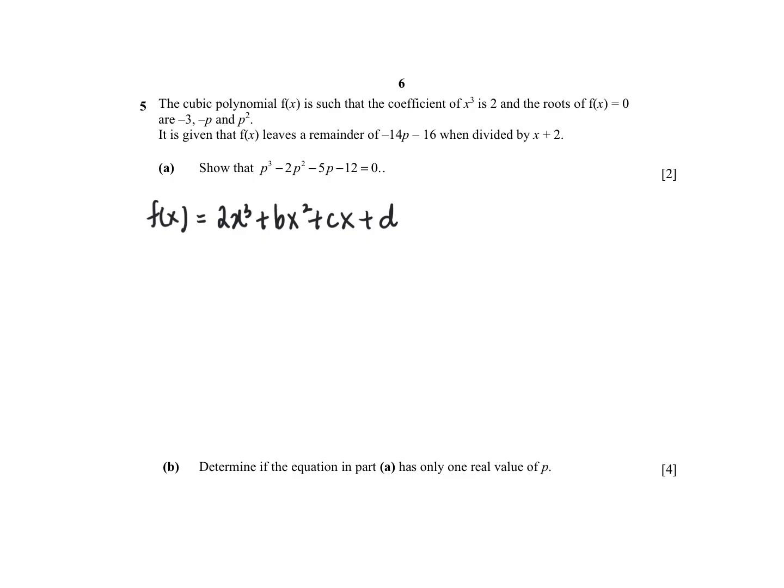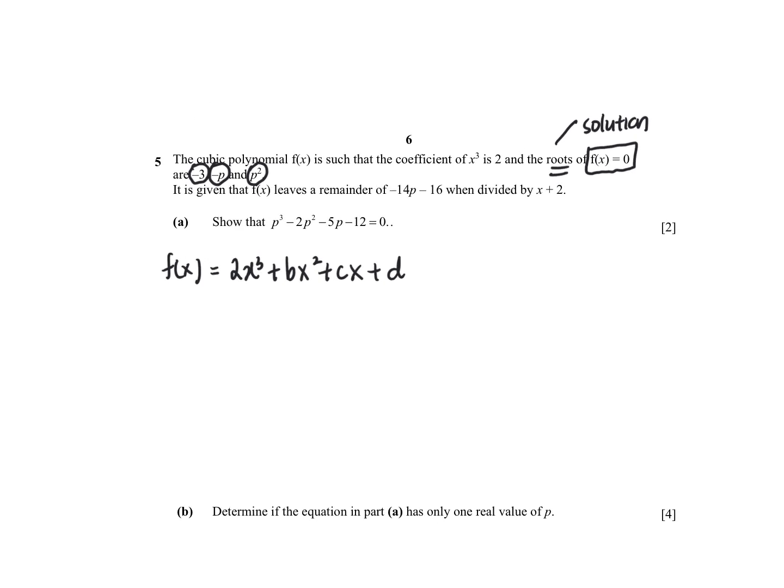Then they tell me that the roots, meaning the solutions if I were to solve f(x) equals to 0, will be negative 3, negative p, and p squared. So if I work backwards, one solution is minus 3, one solution is minus p, and one solution is p squared. So to get my original factors, one of it is x plus 3, one of it is x plus p, and one of it is x minus p squared.